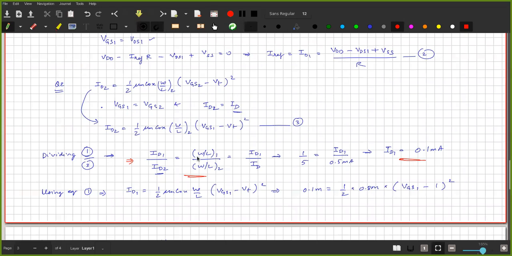Any queries still here? With this, we finish off the biasing part of the MOSFET. Now, in the next class, we'll look at the small signal operation. That is where it will get a little tricky, so you have to be a little attentive here, especially the small signal part, because that will get carried over to the next modules. Any queries? You can ping me.